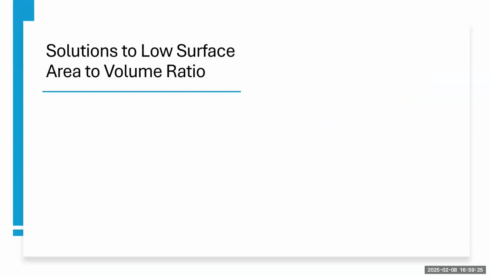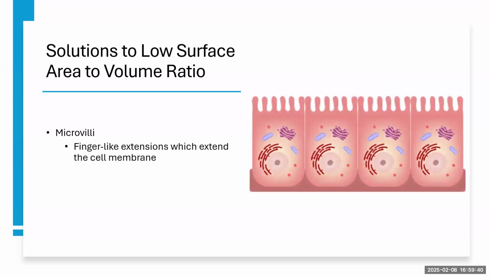Right? So, of course, cells have evolved a variety of solutions to deal with a low surface area to volume ratio as they get larger. Some of these include the evolution of microvilli. Microvilli are finger-like extensions of the cell membrane. These invaginations, or finger-like extensions, add more plasma membrane, and as such, they increase the surface area of the plasma membrane. So you will see these finger-like extensions increase the surface area, which in turn increases the surface area to volume ratio.